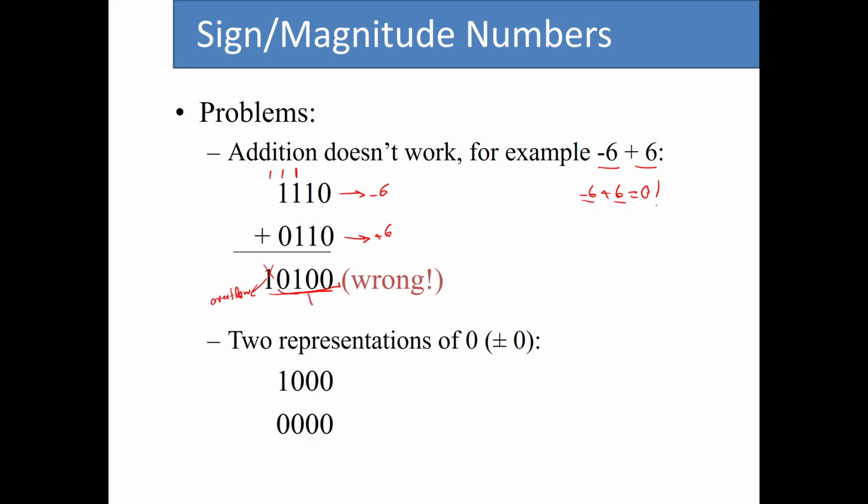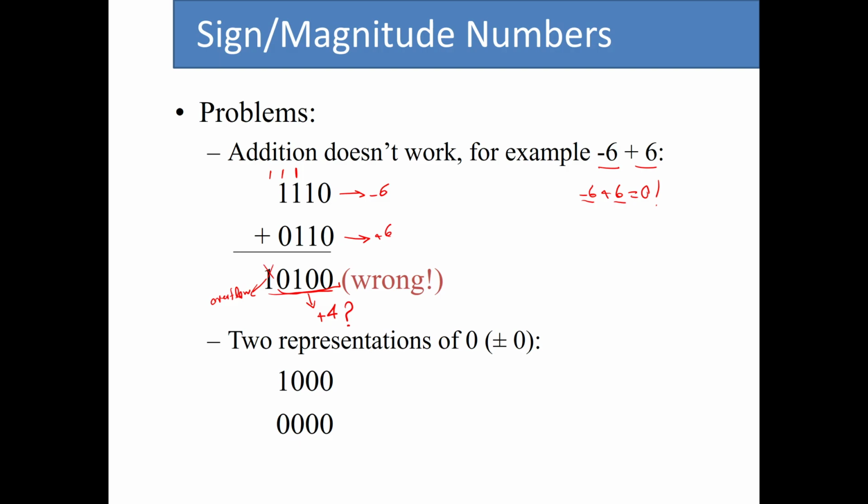What is the equivalent value for the number that we got as a result? First of all, the sign bit is 0, so it's a positive number. Then we have 1 with the associated weight of 2 to the power 2. Then we have 2 zeros, each with a weight of 2 to the 1 and 2 to the 0 respectively. So the result here is positive 4, which is wrong. We added negative 6 with positive 6, and instead of getting 0, we got positive 4. So that is one of the problems with sign magnitude numbers, in which addition doesn't work properly.